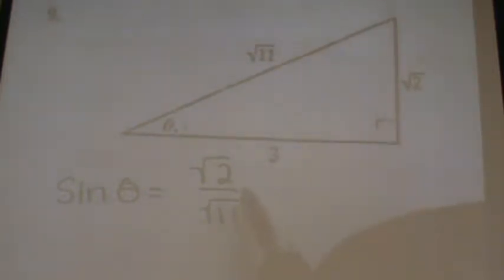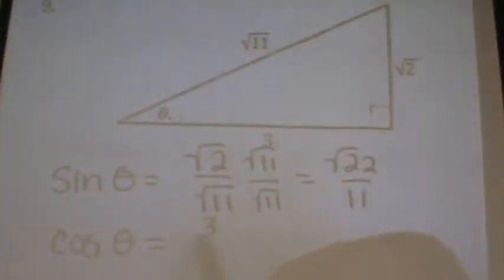So starting with number 1, we're on number 9. Starting with sine, root 2 over root 11. Or you can put this root over root 3. Now, I expect you to be able to rationalize this. And how would you rationalize it? Multiply by root 11 over root 11. So it'd be root 22 over 11.